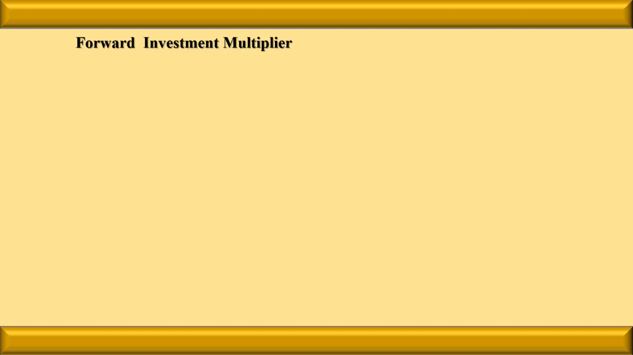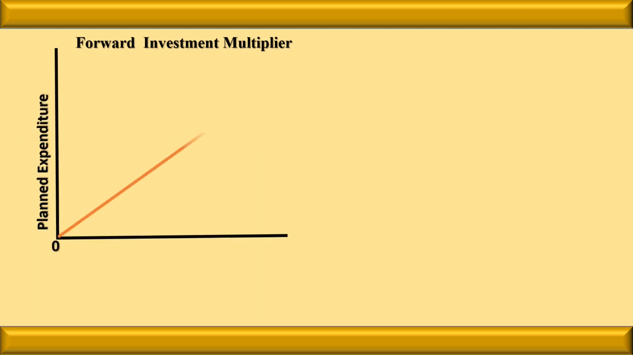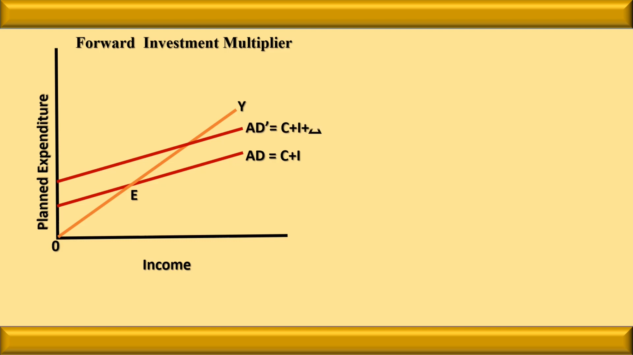Firstly, we will discuss forward investment multiplier. This is the income, this is the aggregate demand. Suppose this is the equilibrium point. Suppose the demand has increased. Why has the demand increased? Because of increase in investment. When the investment increases, the production will increase, more jobs will be generated. With more jobs, income will increase. With the increase in income, the demand will increase. So here we can say the equilibrium point will be this one now. So this is the new full employment level.